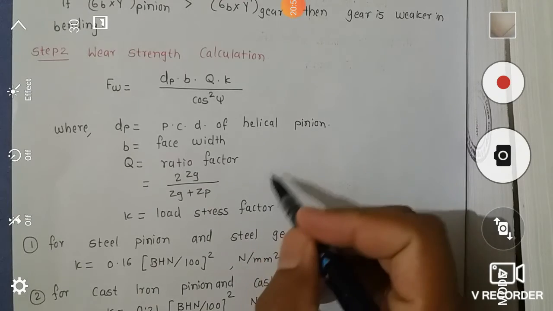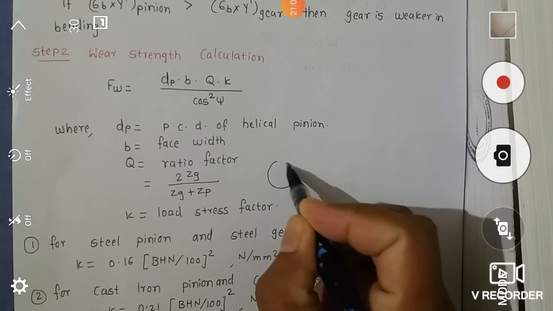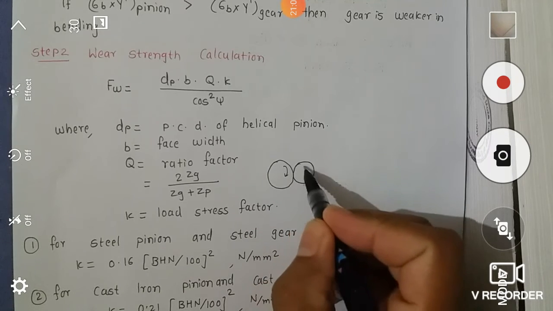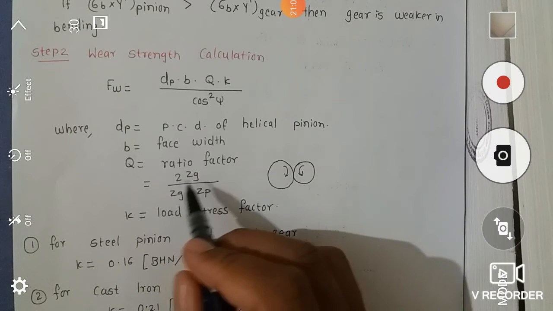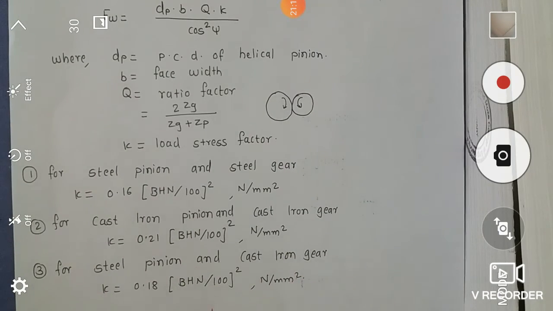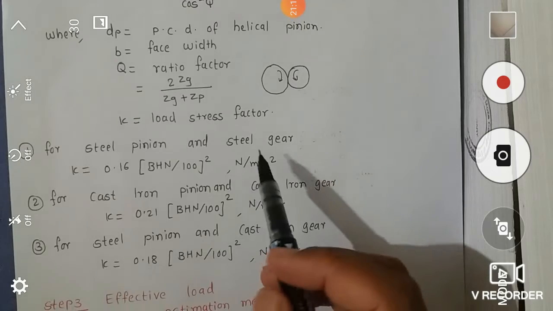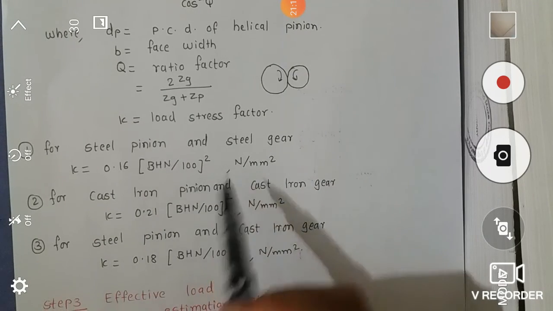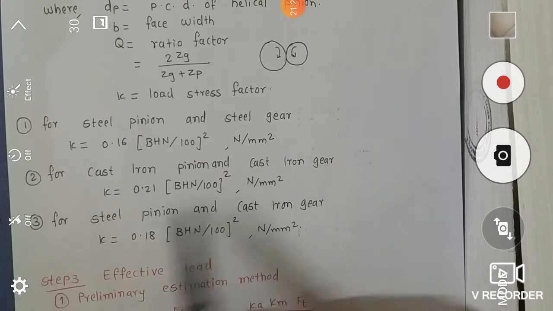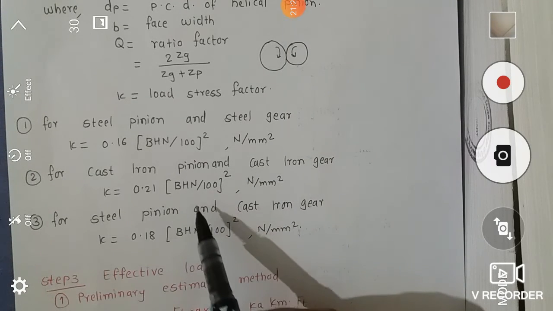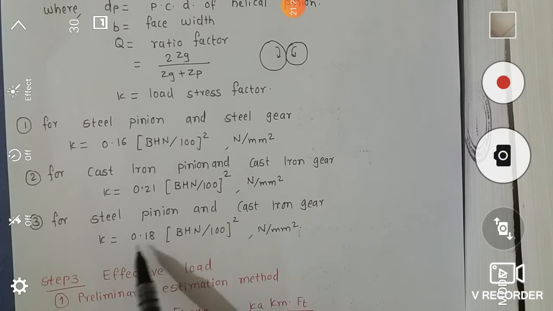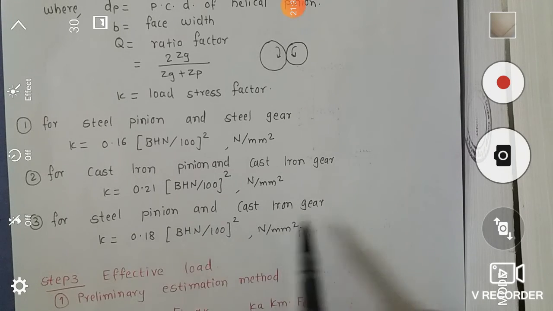If gears are externally connected like this, if this is the gear and this is the pinion, then this is the formula: 2 times Zg upon Zg plus Zp. K is load stress factor, and that depends on materials. For steel pinion and steel gear, use K is equal to 0.16 into (BHN upon 100) square. For cast iron pinion and cast iron gear, use K is equal to 0.21 into (BHN upon 100) square. For steel pinion and cast iron gear, use K is equal to 0.18 into (BHN upon 100) square.